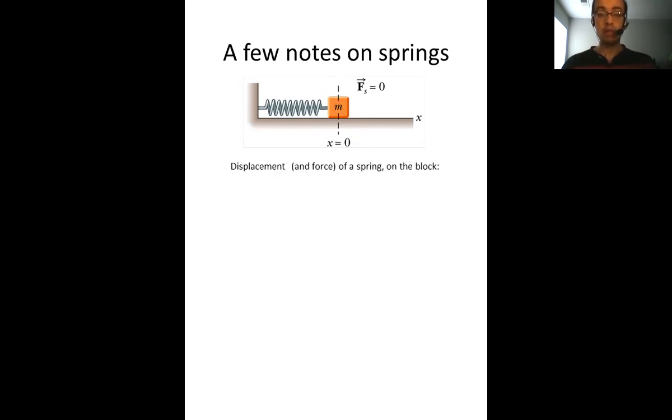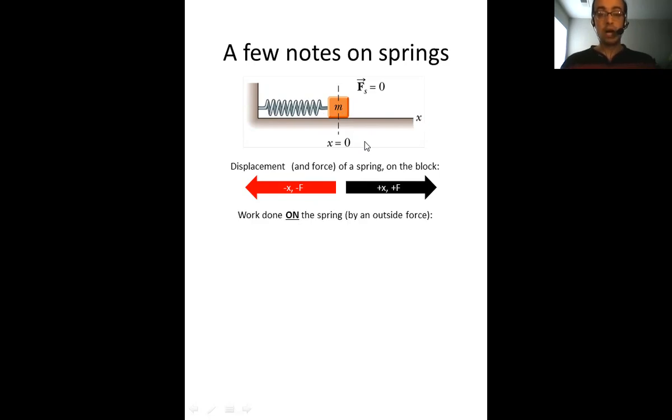When we talk about displacement and force of a spring on the block, by convention, a force applied to the spring is considered a negative force if it is going to the left, and a positive force if it is going to the right. So a negative force is one that compresses it, and a positive force is one that extends it. Furthermore, in terms of displacement, a negative displacement, or negative x, is one where the spring is compressed, and a positive displacement is one where the spring gets extended. So again, negative x, negative F is going against the spring or pushing the spring inwards. Positive x, positive F is stretching the spring outwards.